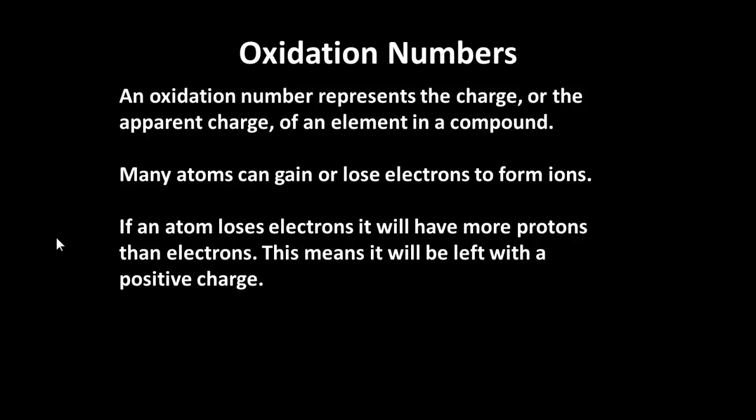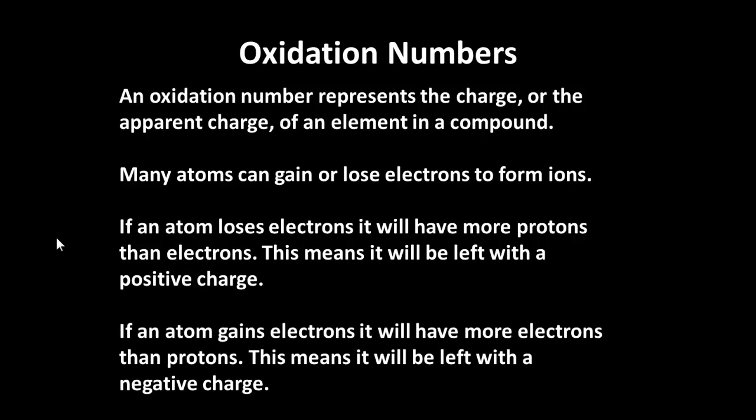If an atom loses an electron, then it's got more protons, and protons have a positive charge, electrons have a negative charge, so there'll be more positive charges than negative charges. So if you lose an electron, you're left with a positive charge. So it must apply the other way around as well. If you gain an electron, then you end up with more negative charges than positive charges, so you're left with a negative charge on the atom.